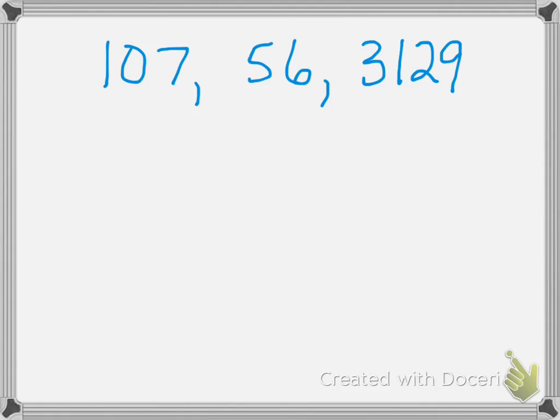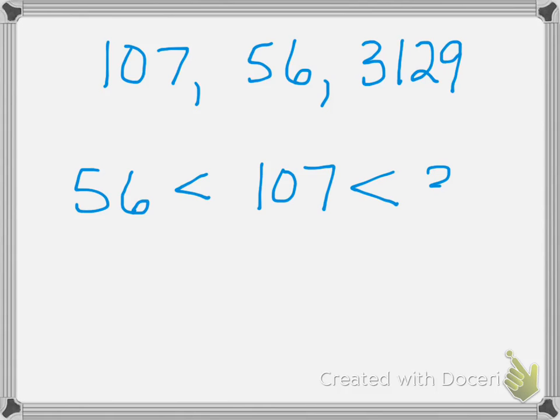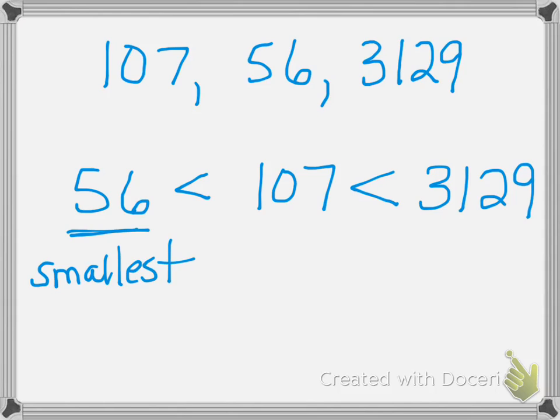For instance, if these were your numbers, let me write some really easy ones up here. Let's say I had 107 and 56 and 3,129. You would write 56 is less than 107 is less than 3,129. That's one way to write that, in order from smallest to largest. Sometimes they'll just write a comma in between those, but this is also another way to write it with the less than signs. So I want to show you that too.